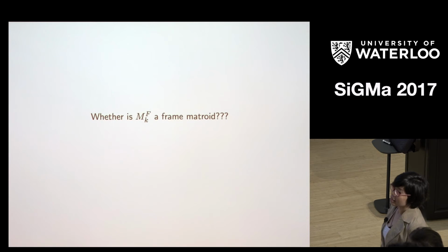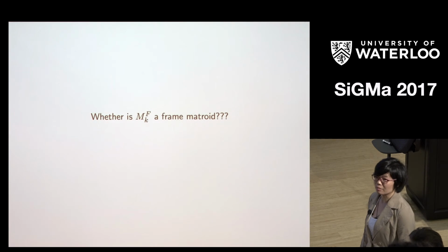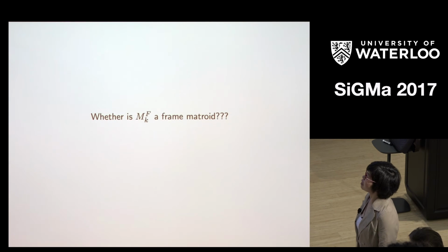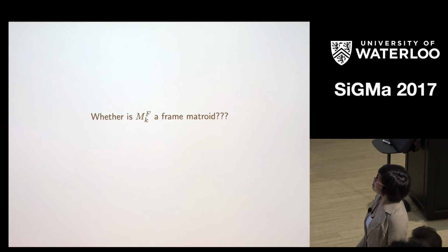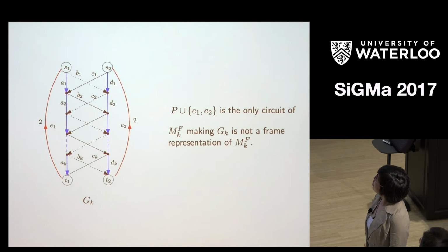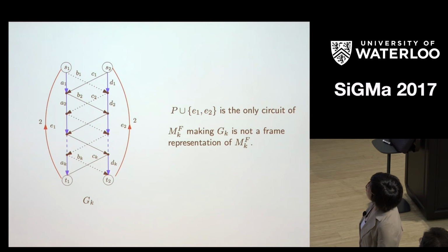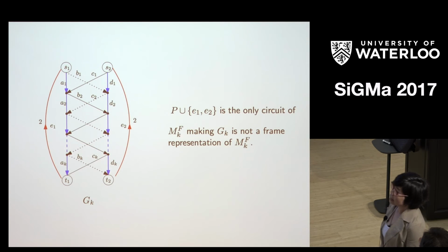So we may ask whether this matroid is, of course, a quasi-graphic matroid. So maybe we ask whether it's a frame matroid. In fact, it's not. So in this graph, the union of P and E1, E2 is the only circuit of the matroid. So G_K is not a frame representation of the matroid.